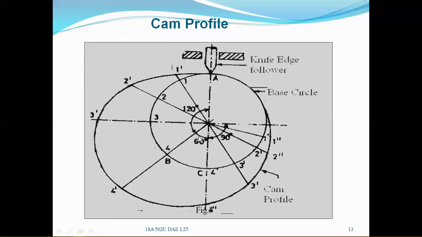After 120 degrees, mark the dwell period for 60 degrees, and also the next 90 degrees for the return stroke or instroke. And divide this 120 degrees of arc into the same number of parts as divided in the displacement diagram. That means in the displacement diagram, we divided it into 4 equal parts. That's why here also we divide this into 4 equal parts: 1, 2, 3, 4. Similarly, the return stroke also has 4 dash, 3 dash, 2 dash, and 1 dash.